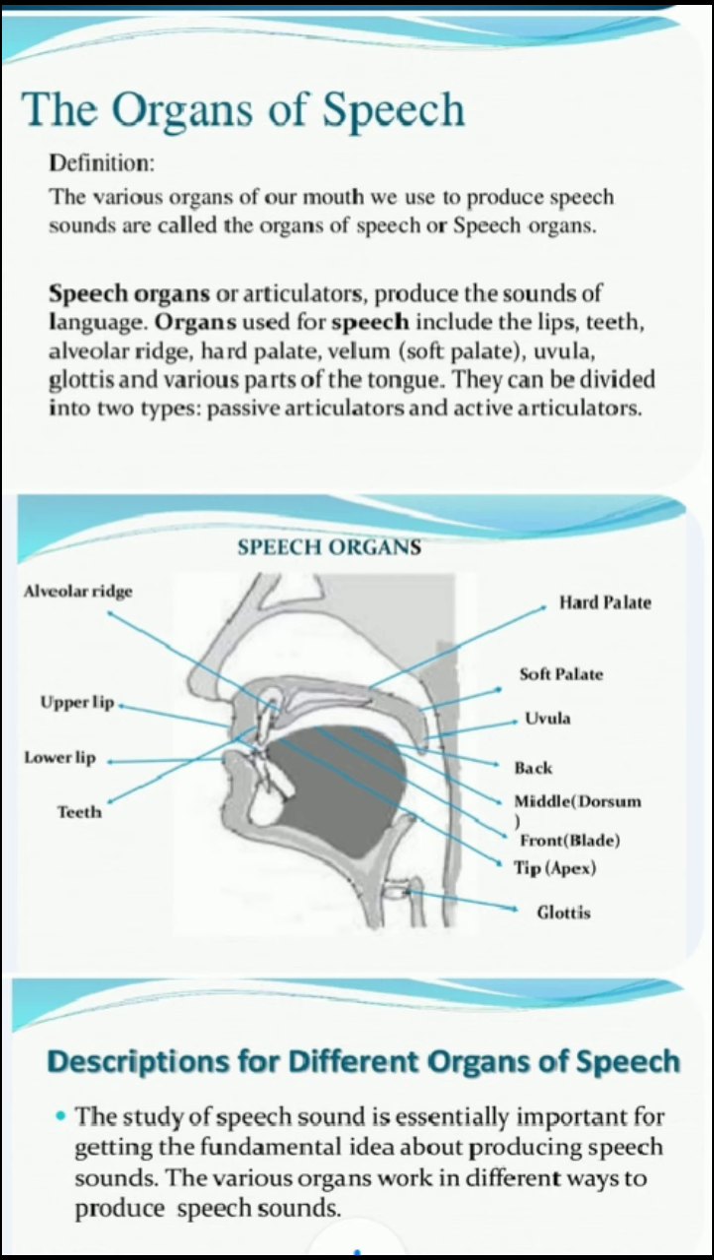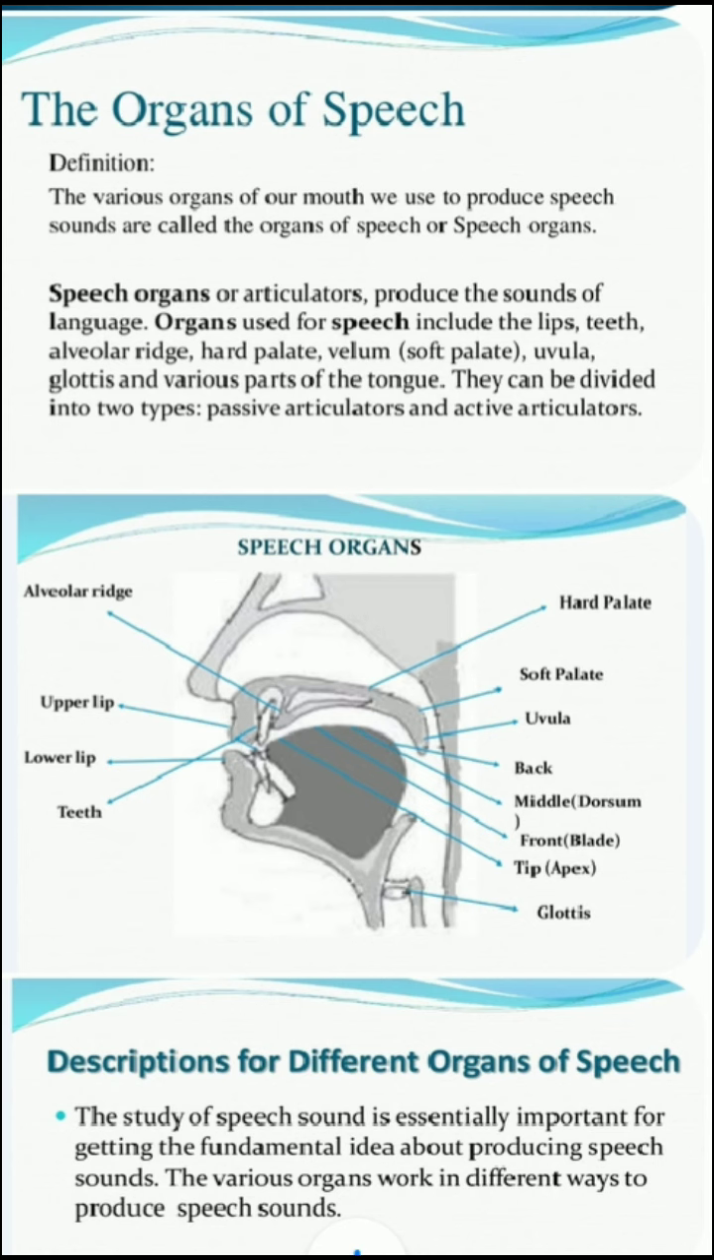So, the organs of speech, the various organs of our mouth we use to produce speech sounds, are called the organs of speech or speech organs. Speech organs or articulators produce the sound of language. Organs used for speech include the lips, teeth, alveolar ridge, hard palate, velum or soft palate, uvula, glottis, and various parts of our tongue. They can be divided into two types, passive and active articulators.